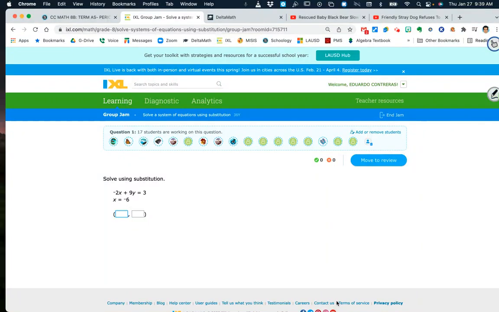So everyone should write this down. Negative 2x plus 9y equals 3, and x equals negative 6. Okay, and that's our first fact.